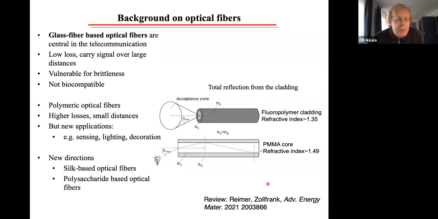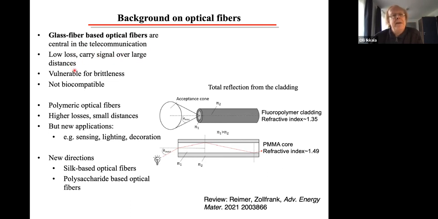And just to remind you why optical fibers in general are interesting. So glass fiber-based optical fibers are used everywhere in telecommunication. Practically all the long-distance telecommunications and internet is based on optical fibers these days. And what is typical there is that there's a very, very low loss. They carry signal over large distances.